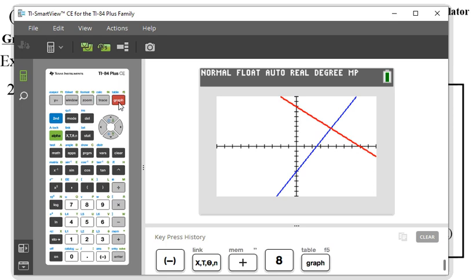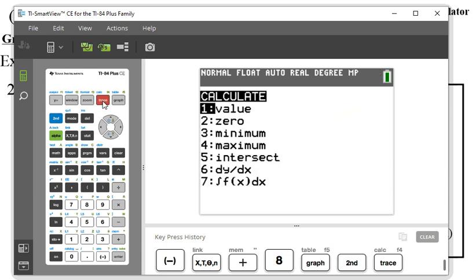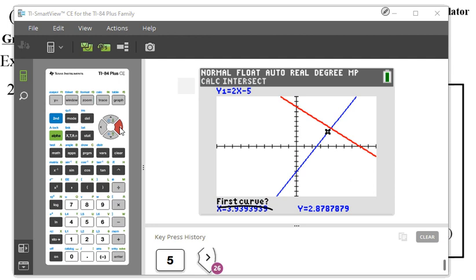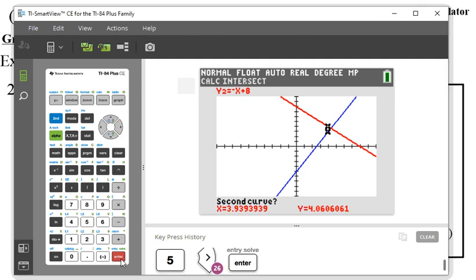At this point, second trace, scroll down to number 5, or you can just hit number 5, intersection. Again, I'm going to go up close to the point of intersection because I'm just that guy. First curve, it asks. Yes, we want to include the first curve. So enter. Do we want the second curve? Yes, we do. Do we want to guess the answer? Yes, please do that for us.